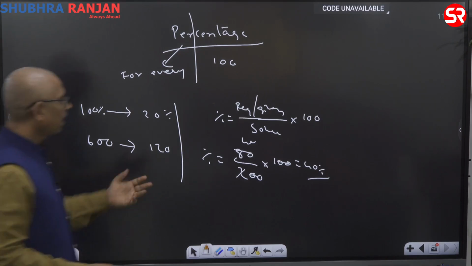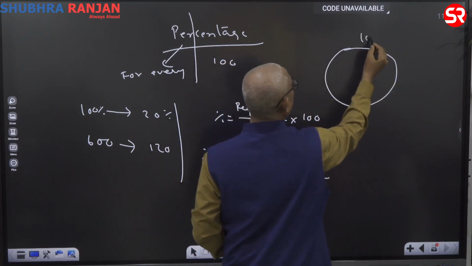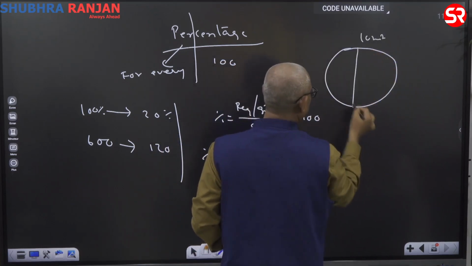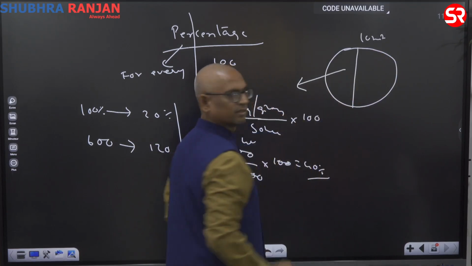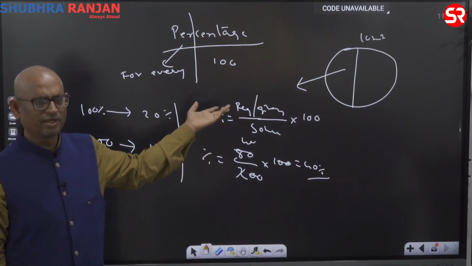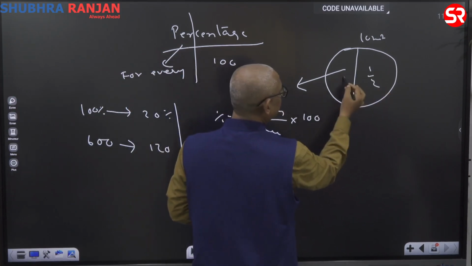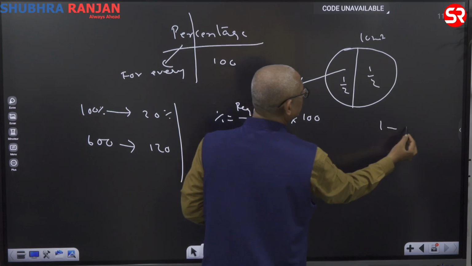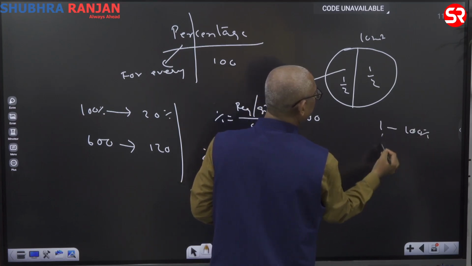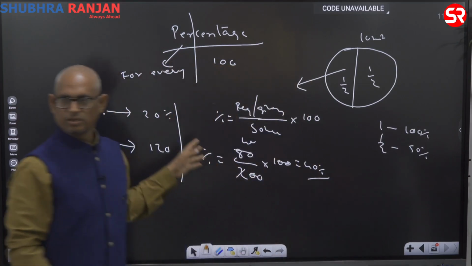Okay, now I am asking you, this is 1 unit. What is the percentage of this unit? 50 only, na? This is half unit and this is half unit. 1 unit is 100%, so half unit is how much percentage? 50%. You are getting, na?